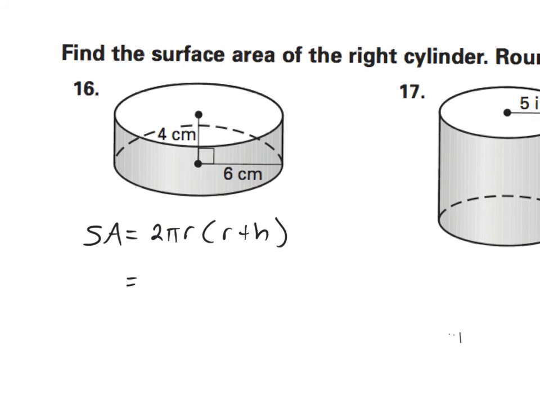So 2 is given to us. Pi is given to us. We know what that is. R is my radius, so that's a 6 right there. Now, next is my radius again, and next is my height.